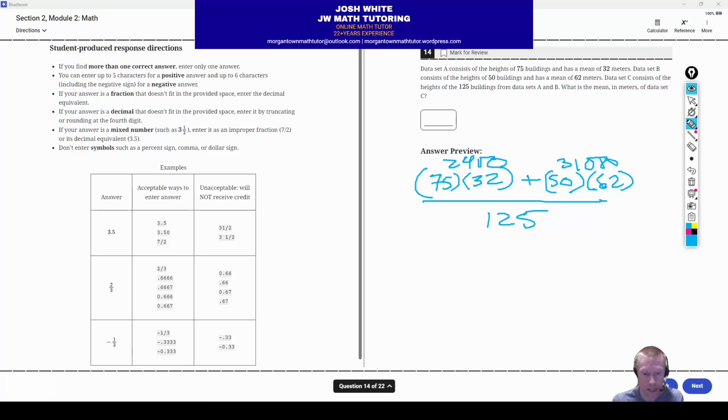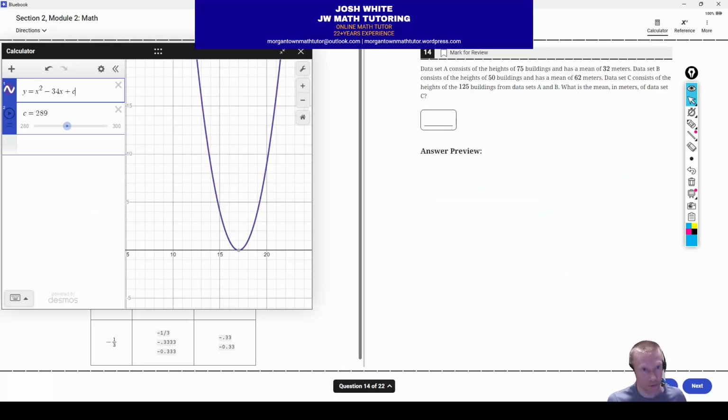When you add those two together, you get 5,500. You divide that by 125 and you get 44. So the correct answer to this one is 44. Now, you could also technically do this one in Desmos.